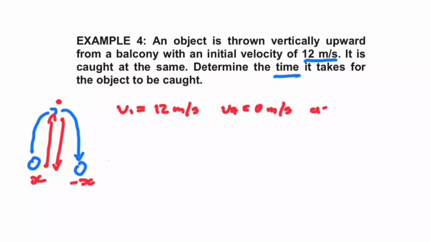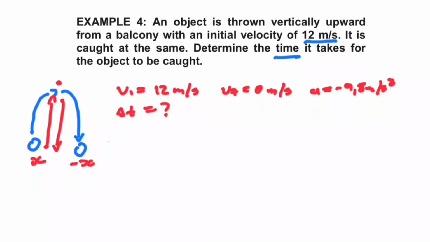Obviously, we have the acceleration. It is minus 9.8 meters per second squared. We're taking up as positive. That's why our acceleration is negative. The time is what we're interested in, delta t. So with these 4 variables, which equation can we use? Vf is equal to Vi plus a delta t.